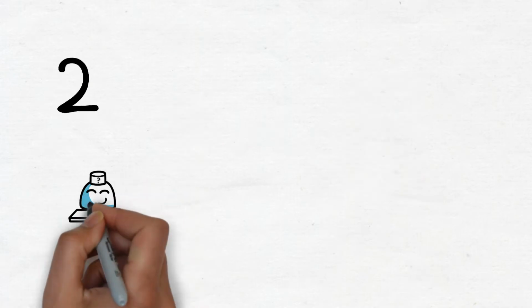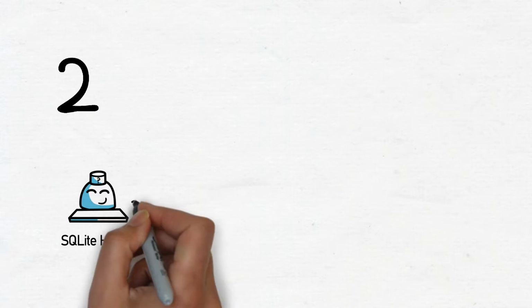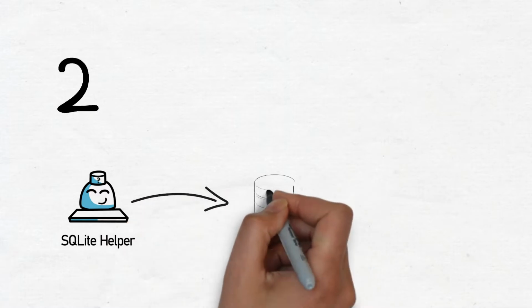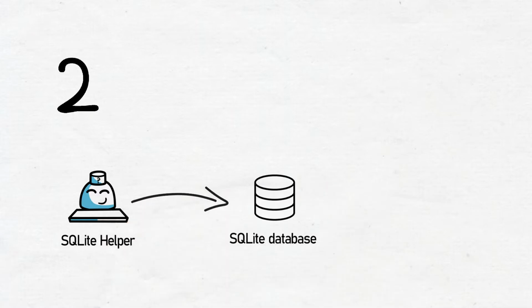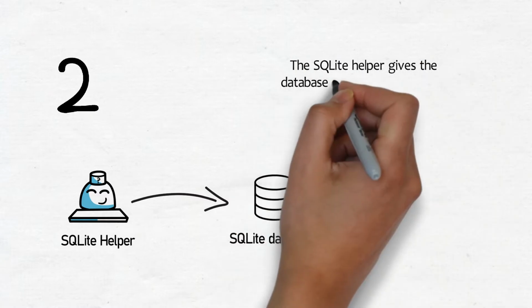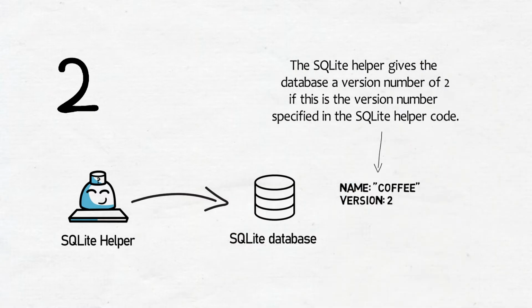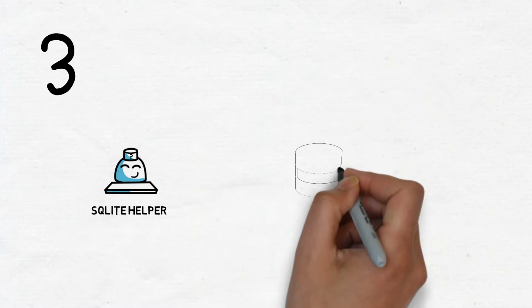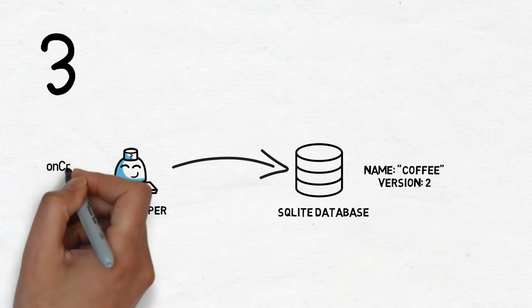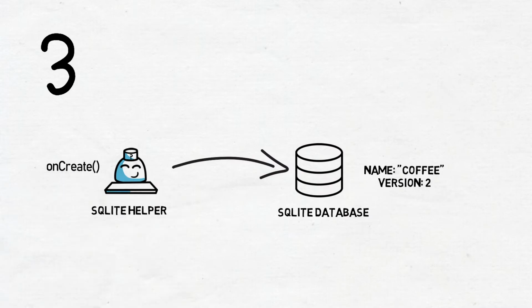Second, if this is the first time the user has installed the app, the database doesn't exist, so the SQLite Helper creates it. The SQLite Helper gives the database the name and a version number specified in the SQLite Helper code. Third, when the database is created, the onCreate method in the SQLite Helper is called. The onCreate method includes code to populate the database.